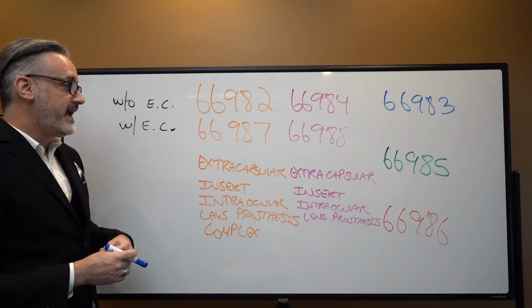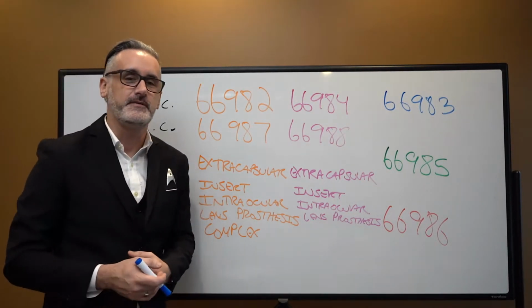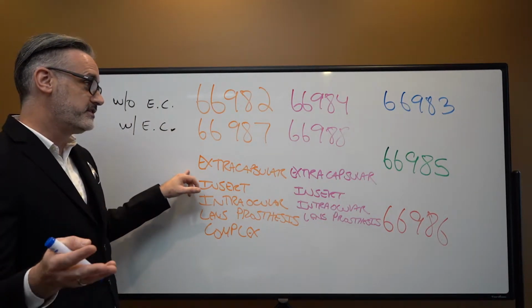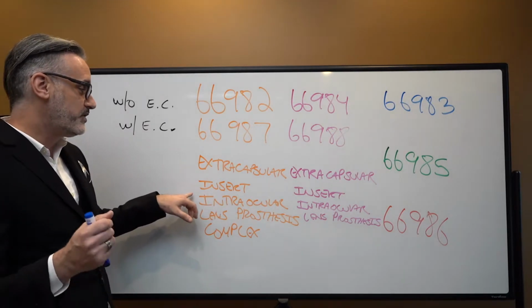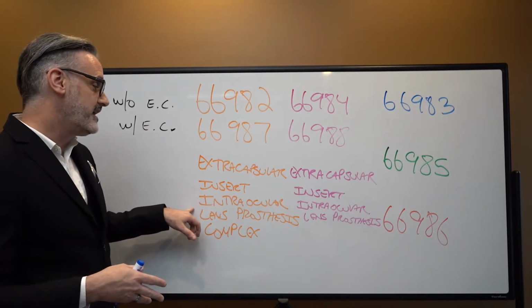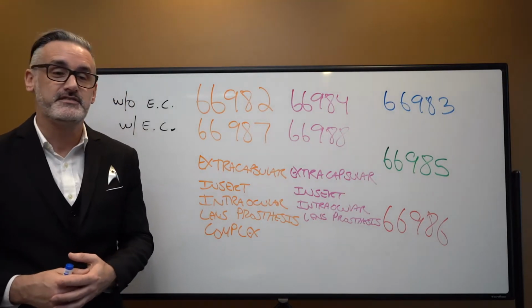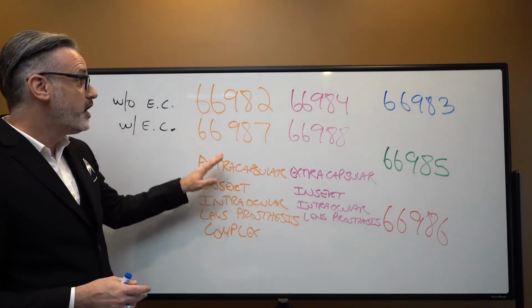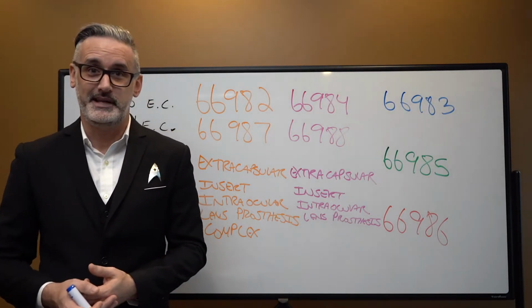of cataracts. And for the two code choices that we have that are extracapsular, both of them include removing the extracapsular cataract, and we're inserting an intraocular lens prosthesis in both those options. And the only difference we have here is whether it's a complex procedure, which 66982 lists the different examples of what we mean by complex.